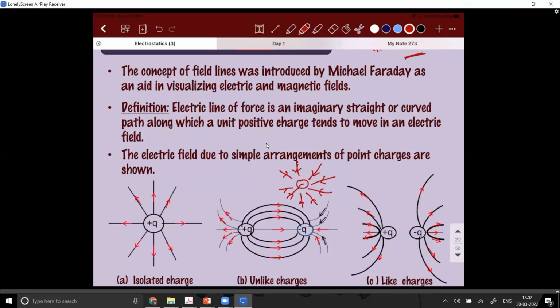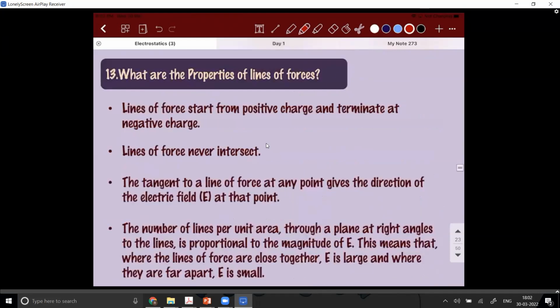So here, what is there? Actually, there is a mistake in this diagram. It's a positive. So this is also positive. This is also positive. This is positive. Does it make sense? Right. So this is all about electric field lines.